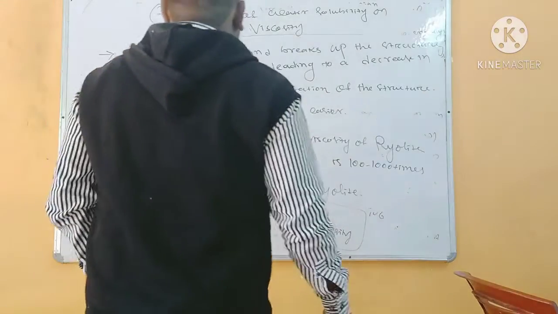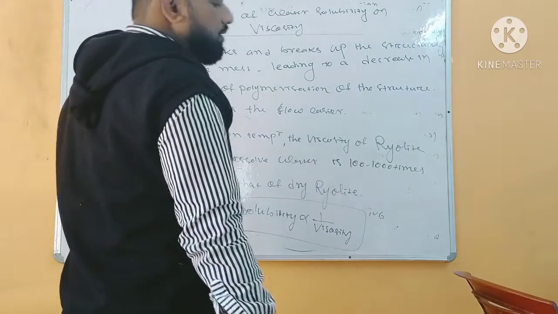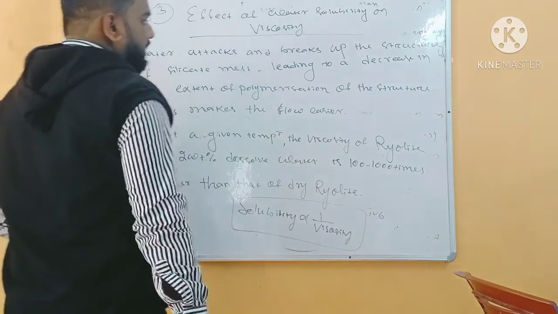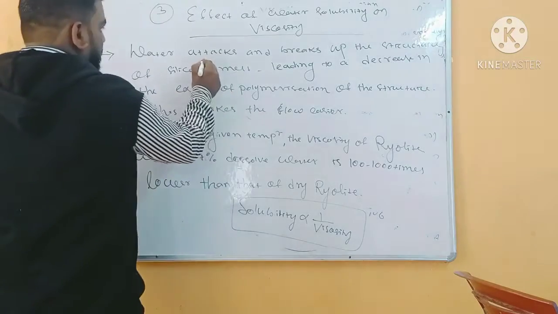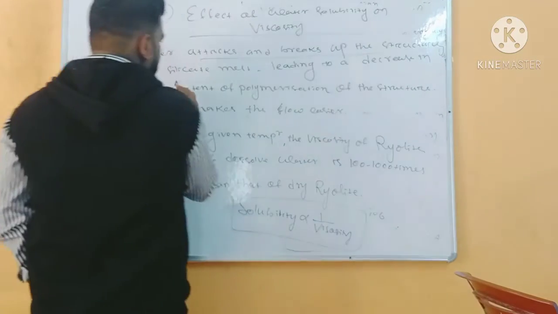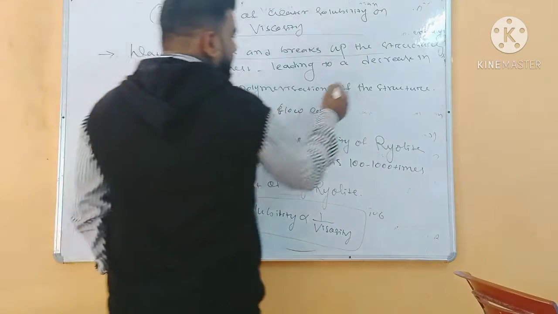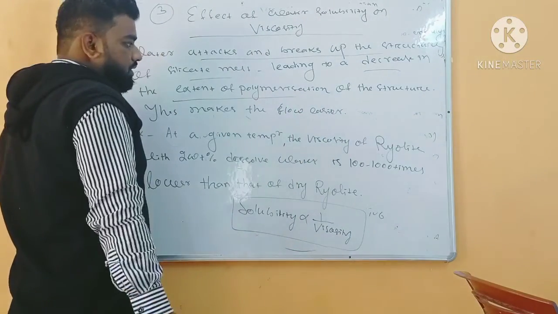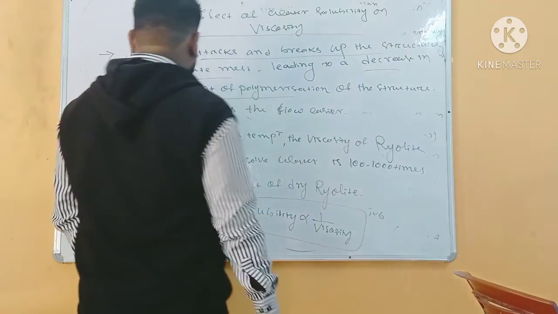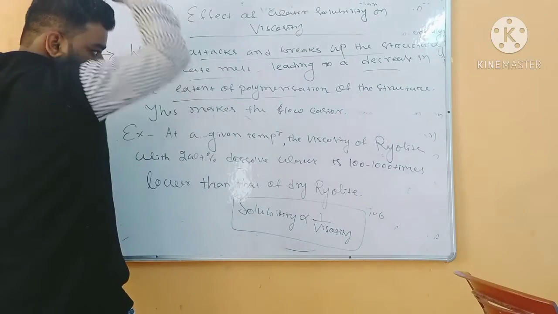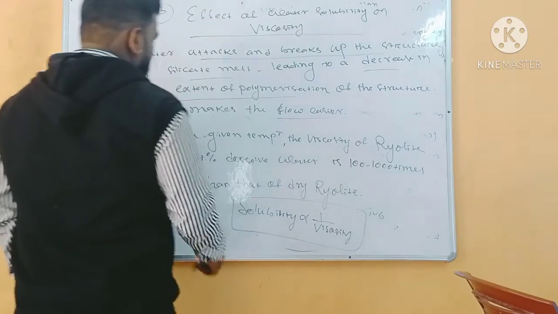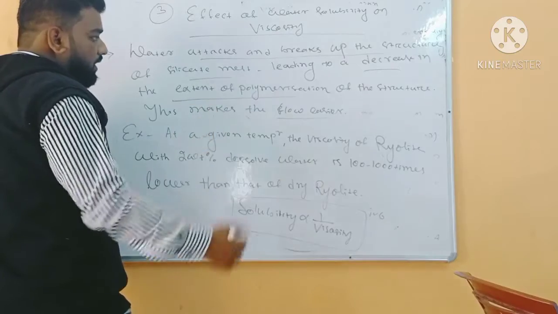Now, the third important factor is the effect of water solubility on the viscosity. So, water attacks and breaks up the structure of silicate melt, which leads to a decrease in the extent of polymerization. The extent of polymers formed will decrease in the structure, and this makes the flow of magma easier.